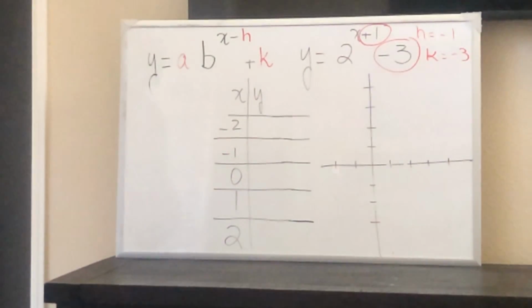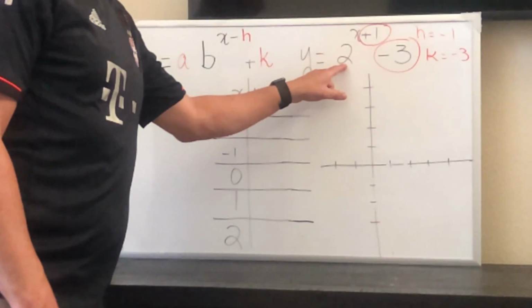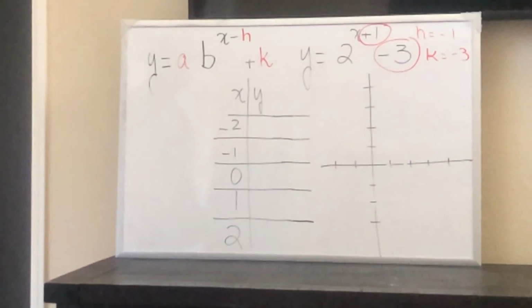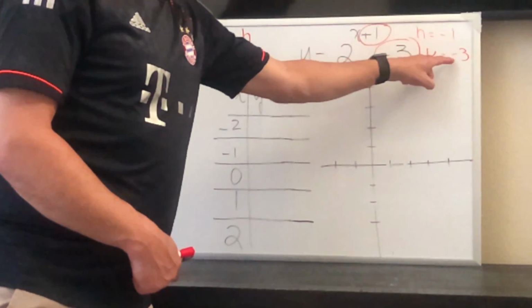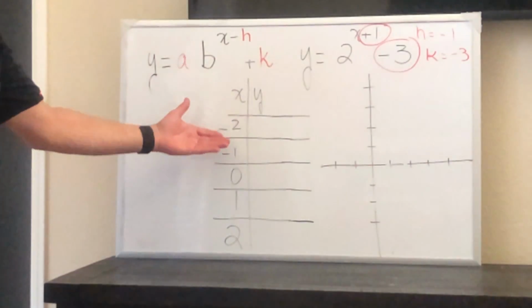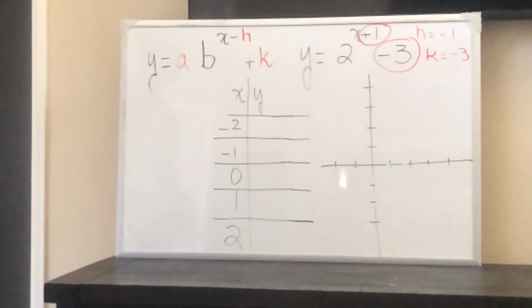So our parent exponential curve, which by the way we've already identified as a rising curve, an increasing function, is going to be shifted 1 to the left and 3 down. So that's the outcome at the end. Having said that, we'll make a table of values, plot the points and graph, and then quickly discuss some of the characteristics of that function and its graph.